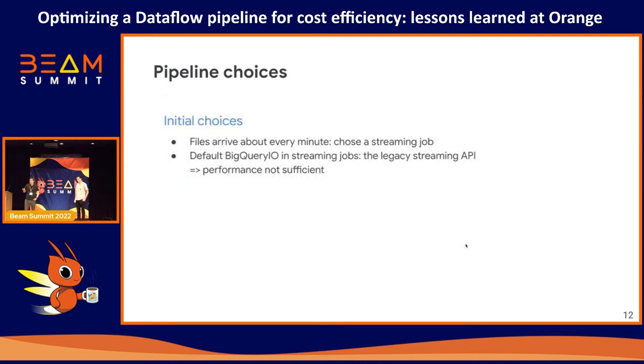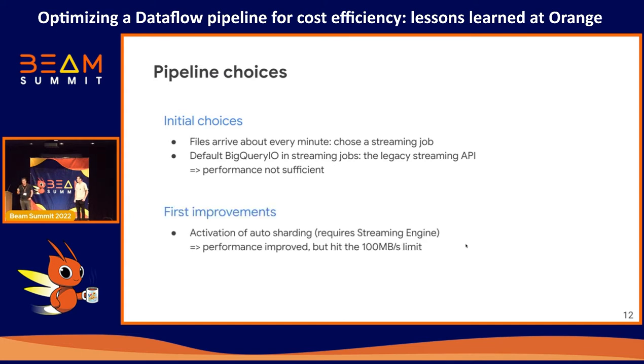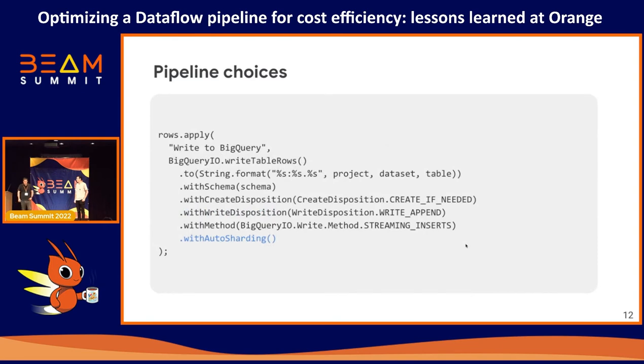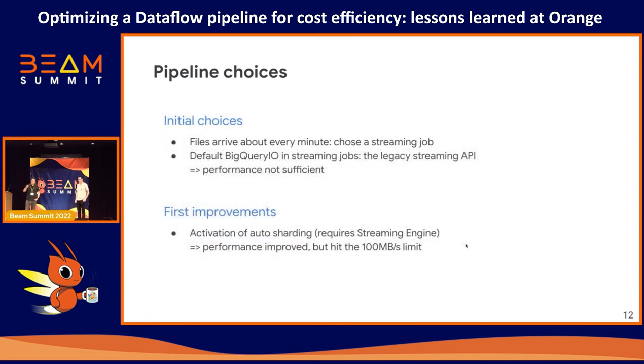But for the first tries, the performance was really unsatisfactory. And thus, we had to do some first improvements. The first one was to activate the auto-sharding feature, which also requires activating the streaming engine. We will talk a little bit later about the streaming engine. Here is how you can activate the auto-sharding, also quite simple. The performance was, of course, improved, but it was really not enough.